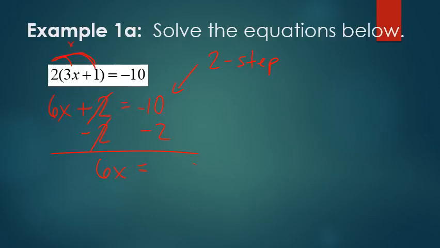Negative 10 minus 2, and again, be careful here. If you need to use a calculator, definitely do so, but negative 10 minus 2 gives me negative 12. Dividing both sides by 6, I get my final answer here, which is negative 2. And bada bing, bada boom, I've done my first distribution problem. So let's take a look at some more examples to make sure that you have this skill on lock.